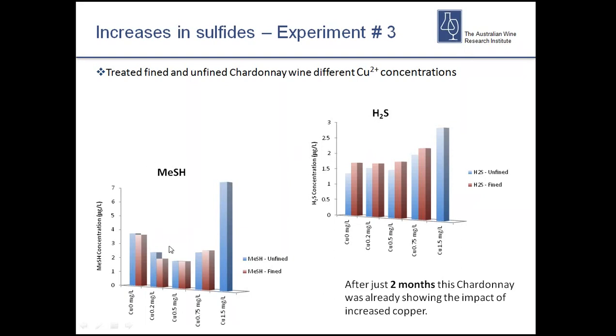So initially we see a bit of a decrease in the methane thiol, but at very high concentrations of copper we're seeing a dramatic increase in methane thiol concentration. And this is pretty dramatic considering our aroma threshold is about there, 1.8 micrograms per liter. So this is nearly a 3 times increase in its concentration.